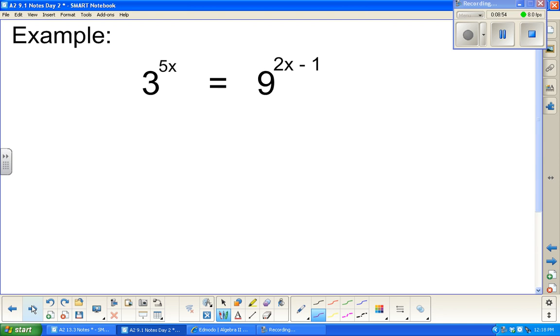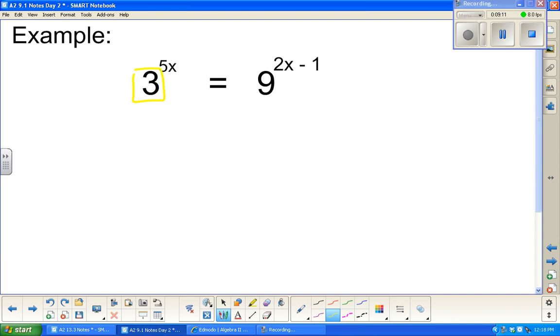Okay, this one, a couple different things you should notice. First off, there's exponents on both sides, and they both have variables already. So this one could be a little bit trickier. But let's think about this. Let's look at those bases first. That's what I want to kind of focus on right now.